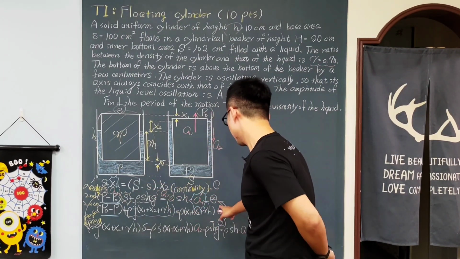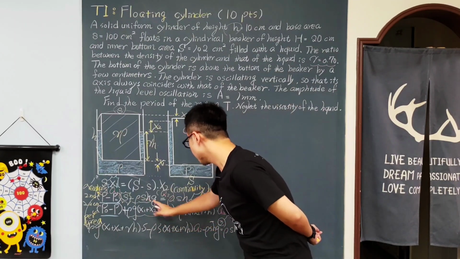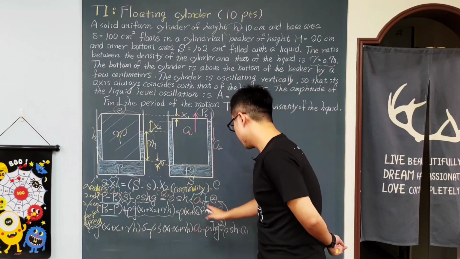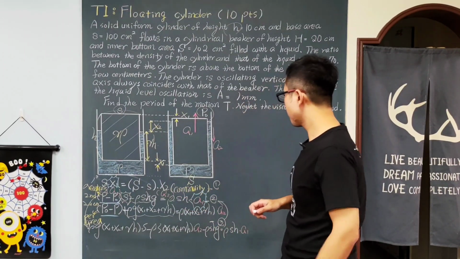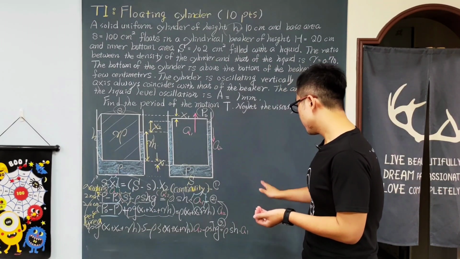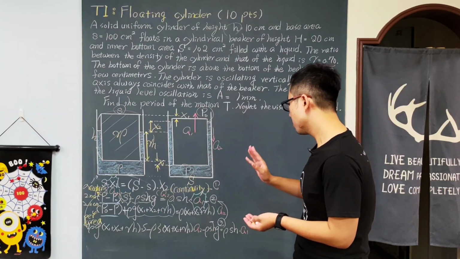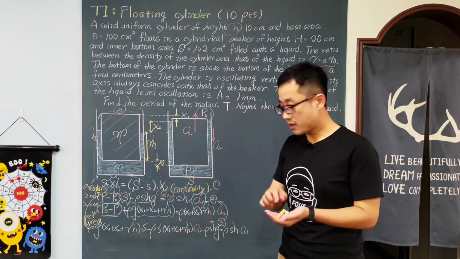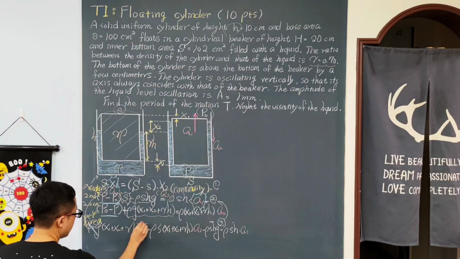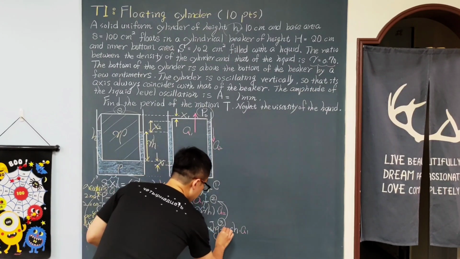Minus rho s h g, correct. Rho s a1, okay, correct. Let's keep simplifying this. Simply by observing this equation, we know that all those terms have rho s, so I'm going to cancel the rho s from every term.